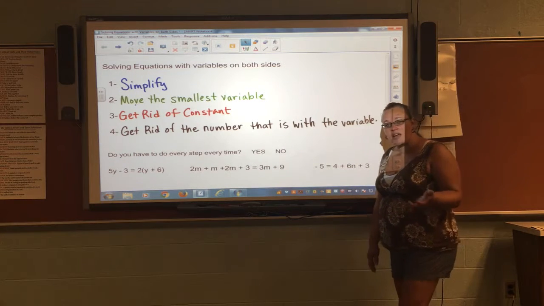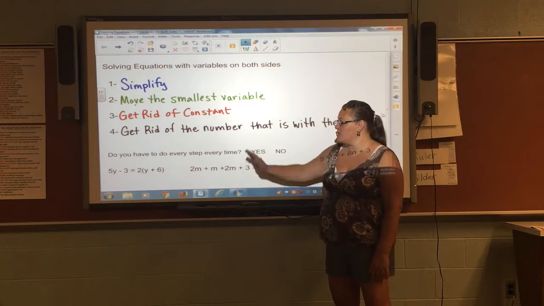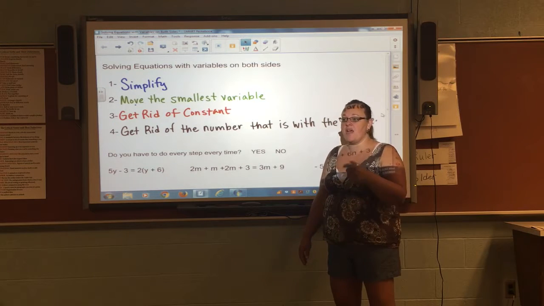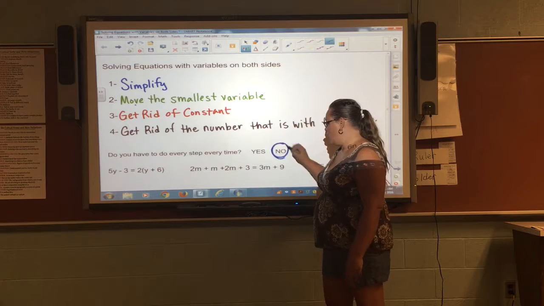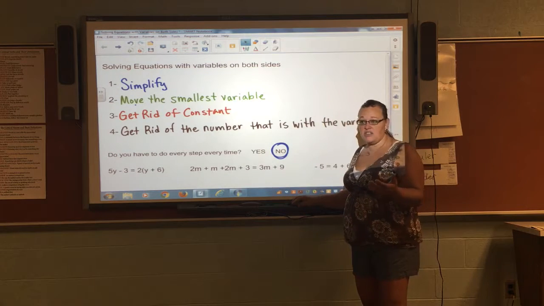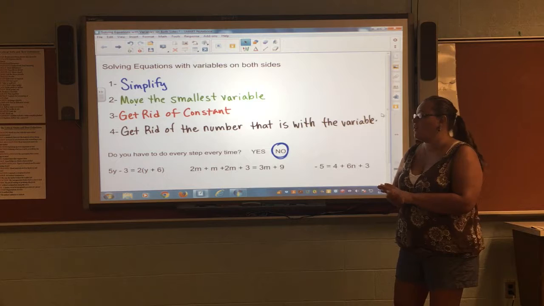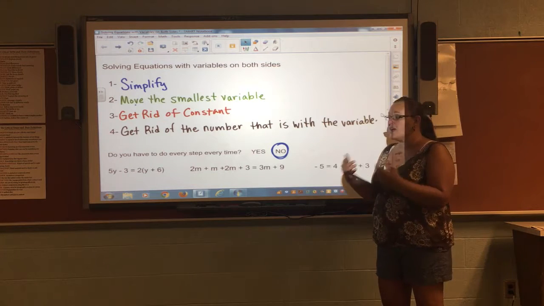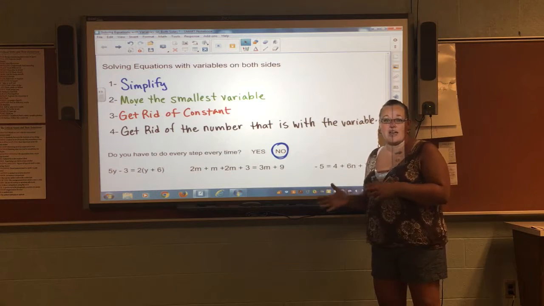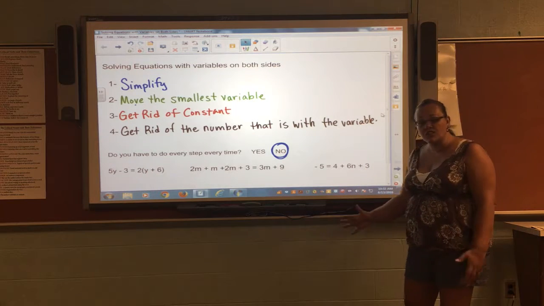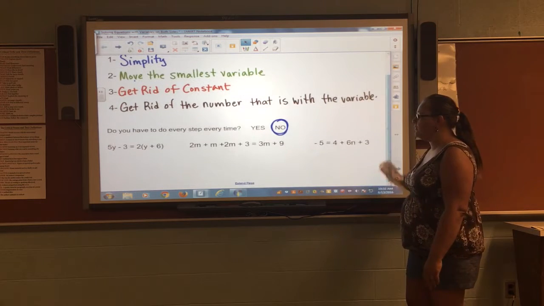The next question that students have issues with is, do you have to do every single step every single time? The answer to that one is no. These are more questions that you need to ask yourself. Can I simplify? Can I move the smallest variable? If the answer is no, that's okay. Just go to the next step. So let's try some problems.